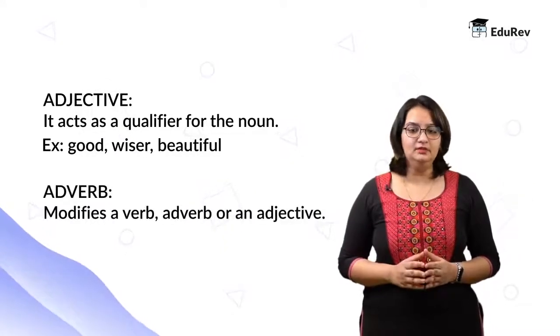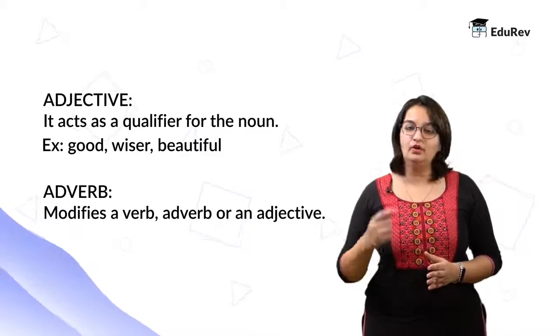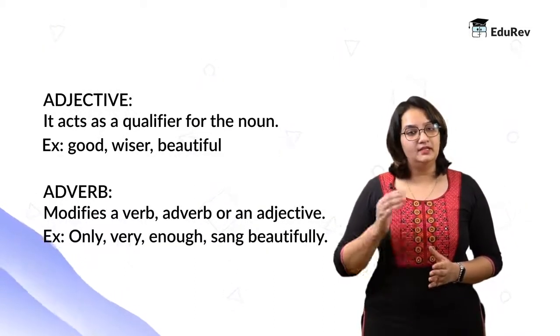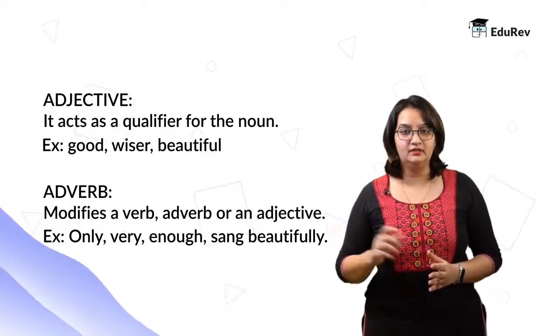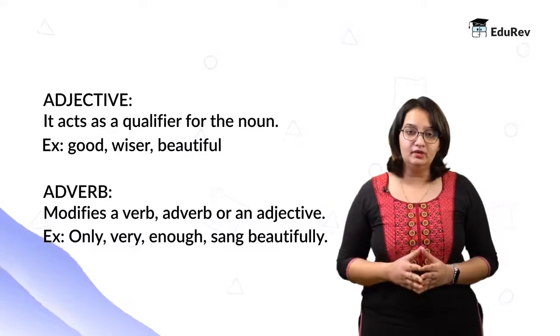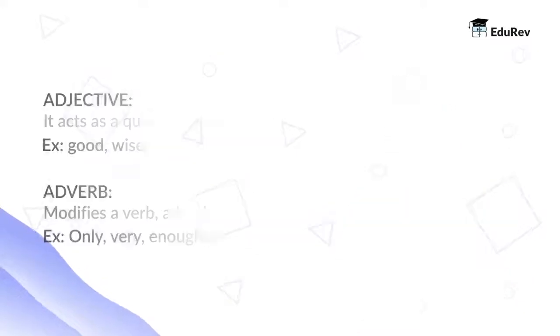What is an adverb? An adverb is something that modifies a verb, an adverb, or an adjective. For example, we may say that she sang beautifully. Now here, the word beautifully is an adverb. And what is it modifying? It is modifying the verb, which is sing.